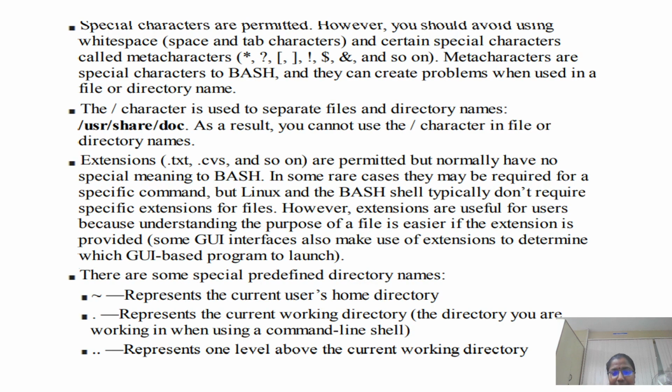So there are some predefined names, that is tilde, which represents the current user's home directory. Dot represents the current working directory. Double dot represents one level above the current working directory. So this naming is very important here. This is how you will be accessing your files. One level above means you have to use double dot.